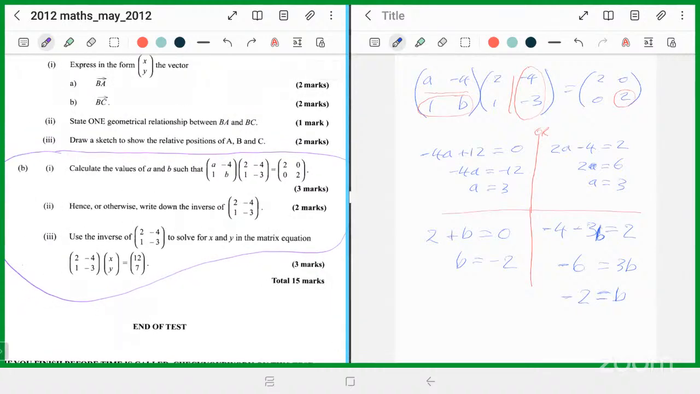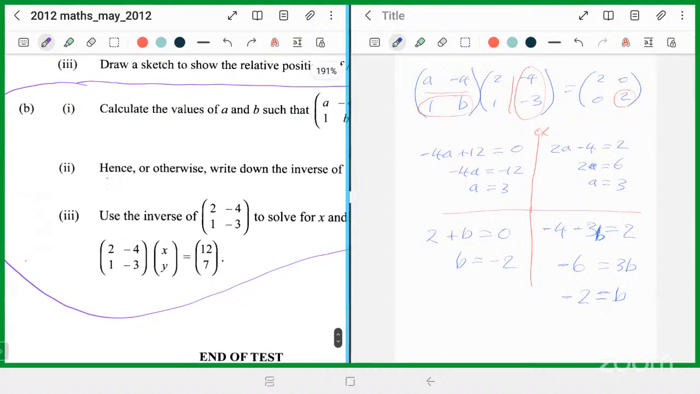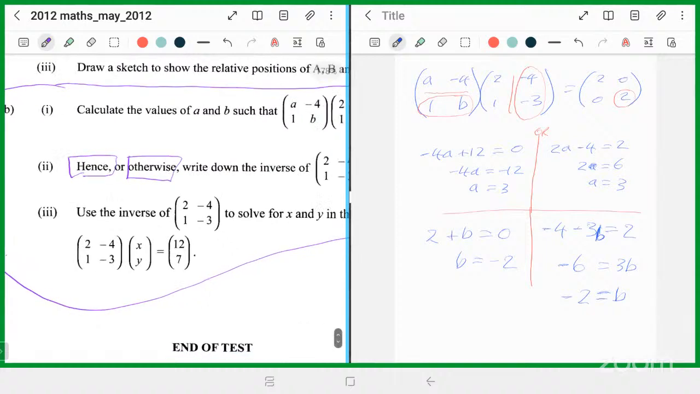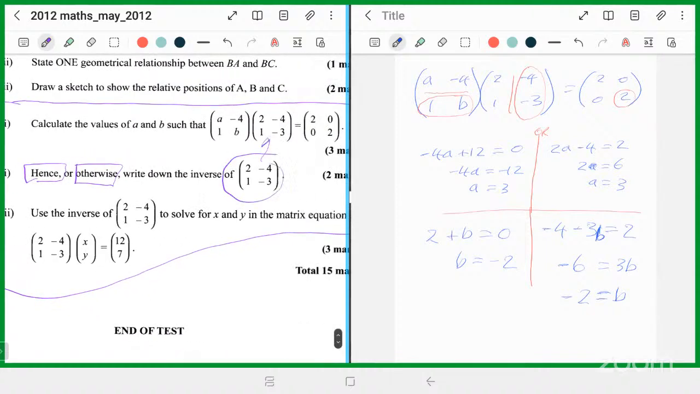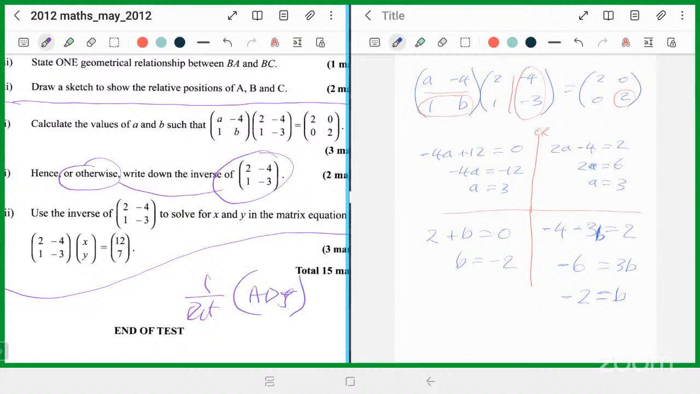But the interesting thing with this question is that it says "hence or otherwise." We have to write down the inverse of this matrix. The "hence" is basically saying we have to use this result to write down the inverse of this matrix. Now, how could you use the hence method? The otherwise method would be to calculate the inverse in the normal way: 1 over the determinant times the adjoint.